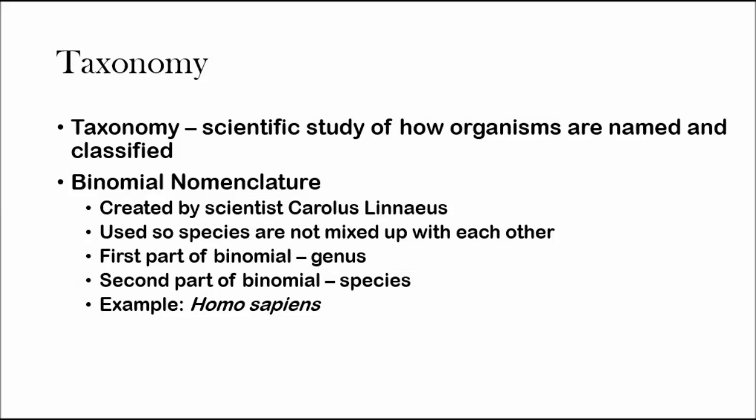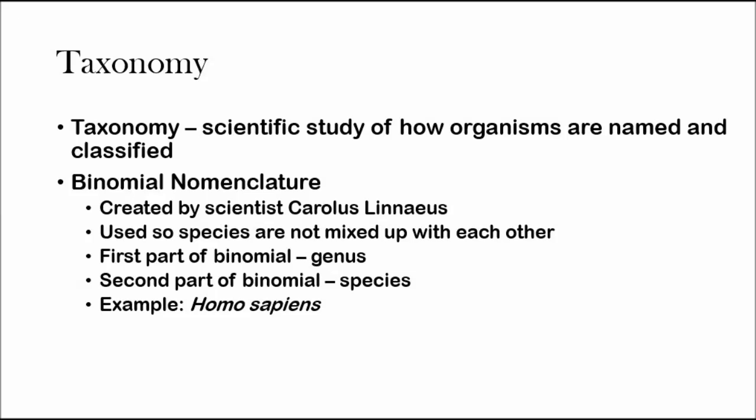So, the first thing about taxonomy is binomial nomenclature. We talked about this, but let's go ahead and talk about it again. This was created by the scientist Carolus Linnaeus, and it's still used today, so species are not mixed up with each other. Let me give an example.